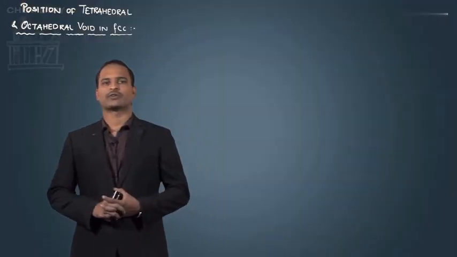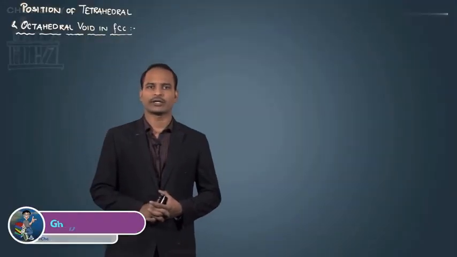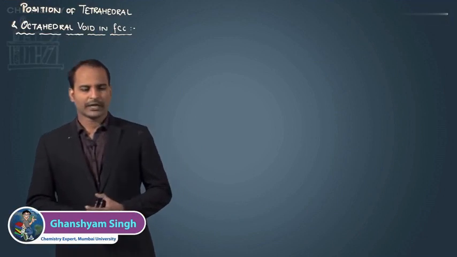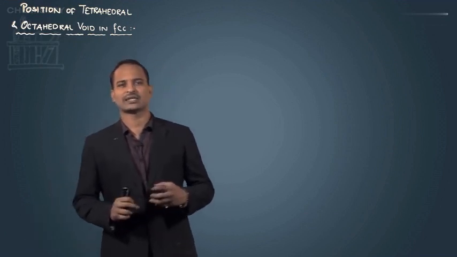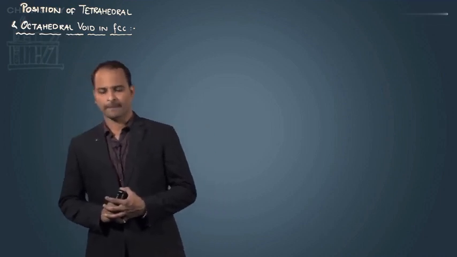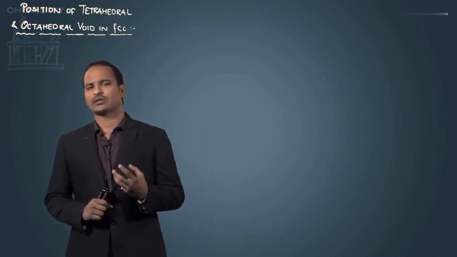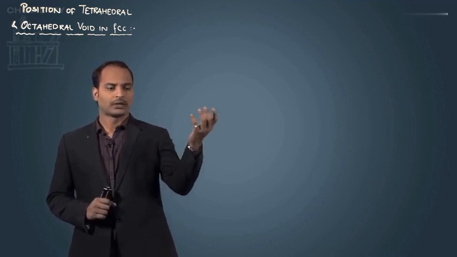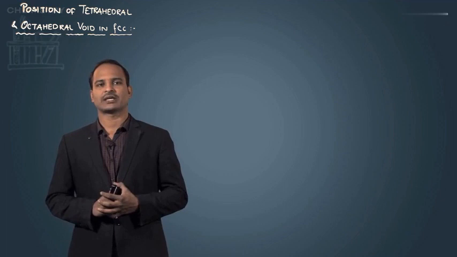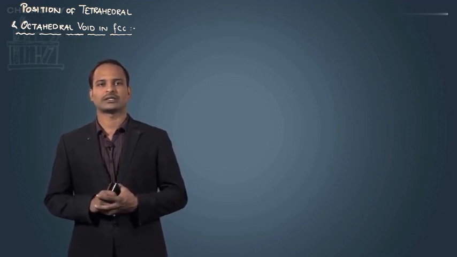Next is the position of tetrahedral and octahedral void in a FCC unit cell. FCC unit cell is called a face-centered cubic cell, where the particles are present on the corner as well as at the center of each face. The face-centered cubic unit cell is obtained when we have ABC type packing. If there is ABC type packing, then only the face-centered cubic cell is obtained.